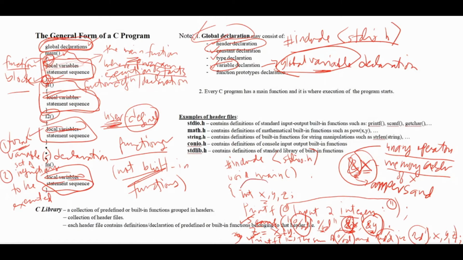So again, this part here is local variables, which are three variables, x, y, z. And from that first printf up to the last printf, that is our statement sequence, or the set of instructions to be executed when the program is run.